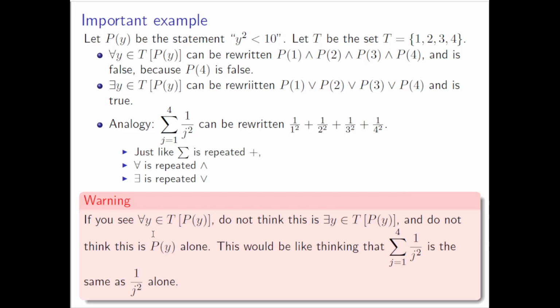Part of this is because when it comes time to prove a for all statement or use a for all statement, and prove a there exists statement or use a there exists statement, they're all done differently. So you can't just treat this entire thing right here as if it's just that. And the same kind of warning should really be replicated for if you see a there exists: don't think it's a for all, and don't think it's just the p of y, just the part in square brackets alone. But I ran out of room to state that warning again.